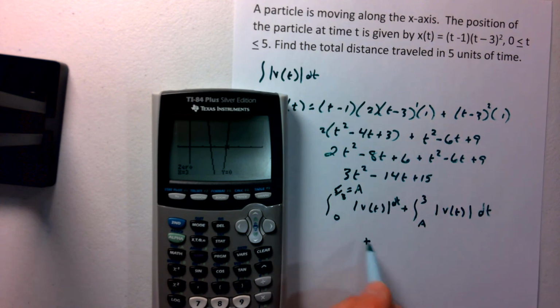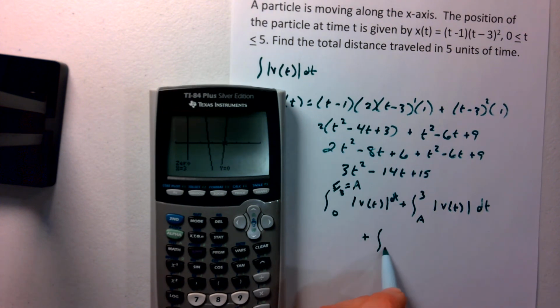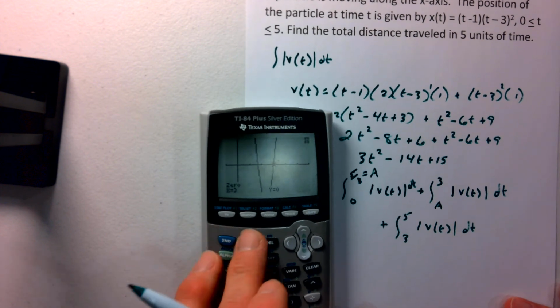And then to that, I guess I'm running out of little room. I'm going to integrate from 3 to 5 of, again, the absolute value of the velocity again. I don't have to have the absolute value on this one because we're above the x-axis. However, it's useful to make our life a little easier. So I'm going to go ahead and quit out of that.